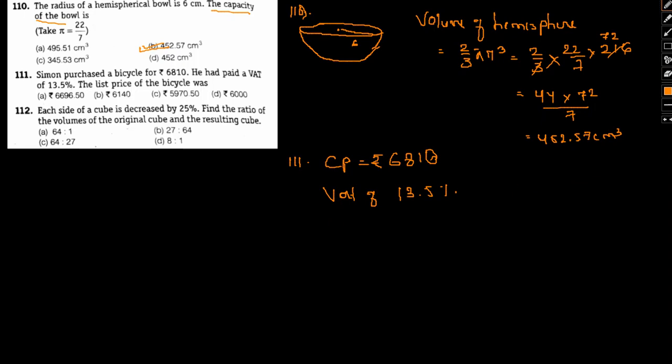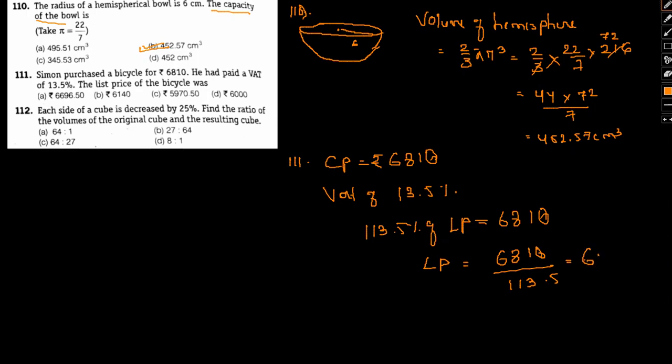So here it is simply given that 113.5% of list price is 6810. Okay. So now if I'm going to find the list price, it will simply come as 6810 by 113.5. That is, it would come out to be 56,30,6,000. So VAT would be 6,000.